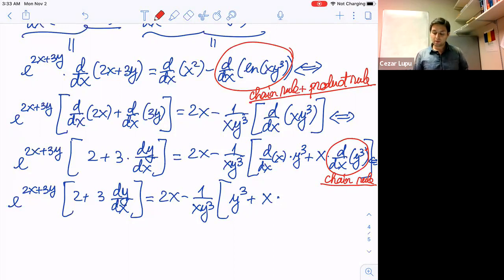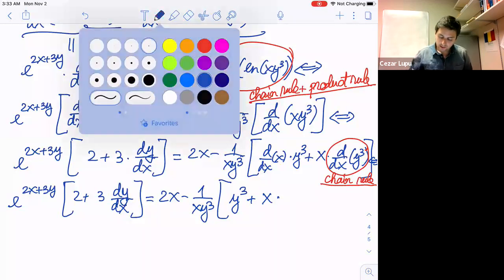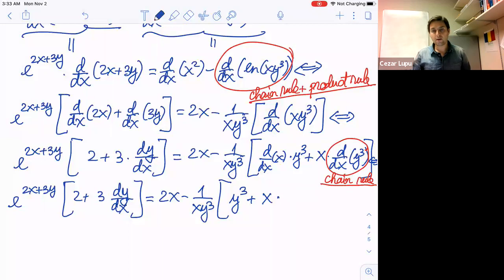All right. So I'll have that. This is 3x times, okay, so we apply the chain rule. So we will have that d over dx of y cubed will be 3y squared times dy dx.